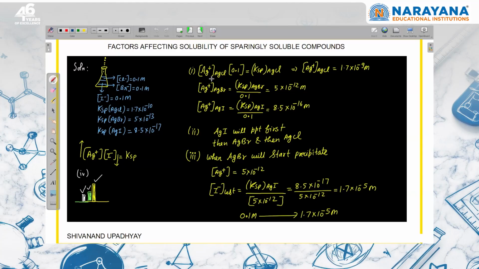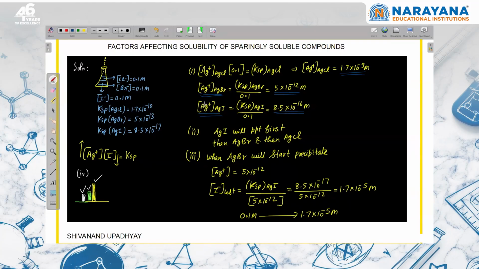So Ag plus for precipitation of AgCl, with Cl minus ion concentration 0.1 molar, is equal to Ksp of AgCl. So for precipitation of AgCl, what is the concentration of Ag plus ion? Ksp divided by 0.1, which is 1.7 into 10 to the power minus 9. Similarly, for precipitation of AgBr, it is 5 into 10 to the power minus 12. And for AgI, it is 8.5 into 10 to the power minus 16.